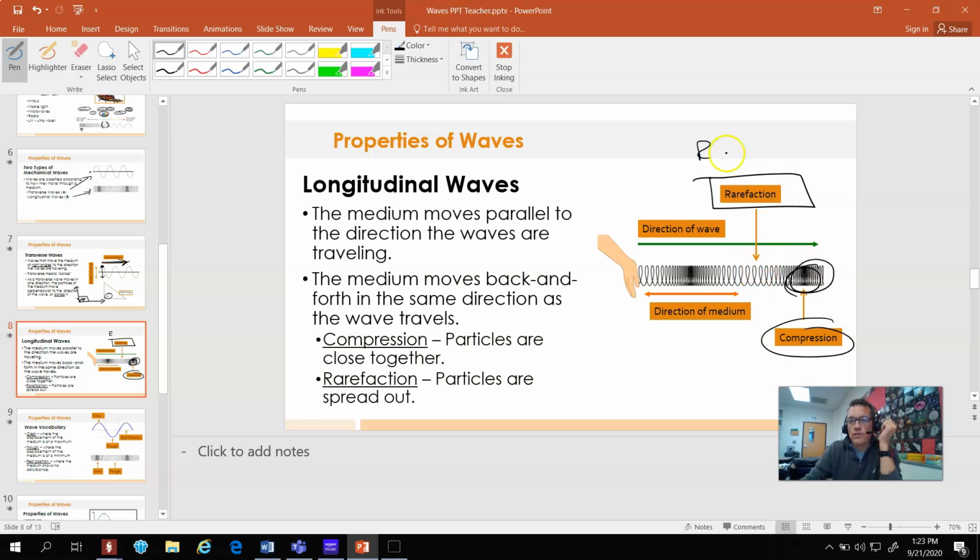A lot of people get this mixed up with a term we'll use later in this unit, which is refraction. And refraction and rarefaction are not the same thing. Very different.